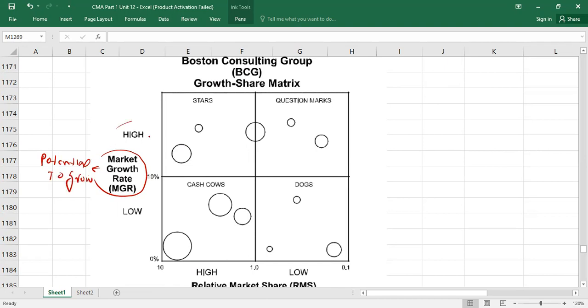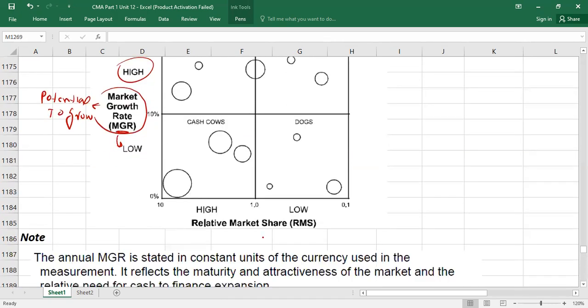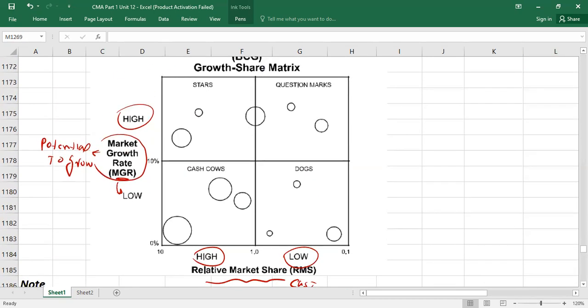High means there is a chance, a potential to grow, meaning there is high growth available. You can grow more. So if market growth rate, MGR, is low, it means you cannot grow more. So these are two things. Then here, down below, we have relative market share. Relative market share means customer base. If it is high, you have a large number of customers. If relative market share is low, you have fewer customers. And you can see here we have 4 quadrants.